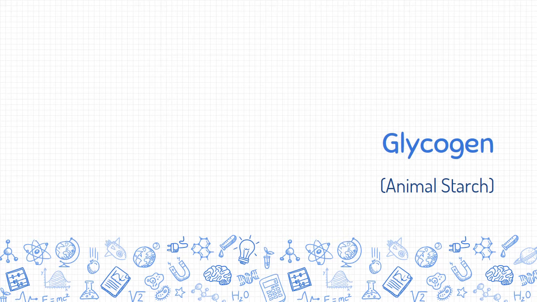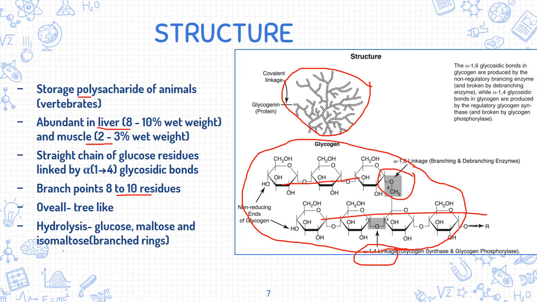The next polysaccharide we will be learning is glycogen, which is nothing but animal starch. Just like starch, glycogen is a storage polysaccharide, but it is present in animals, in particular vertebrates. It is present in almost all cells, but is most abundant in the liver, about 8 to 10% of the wet weight, and in muscles about 2 to 3% of the wet weight.